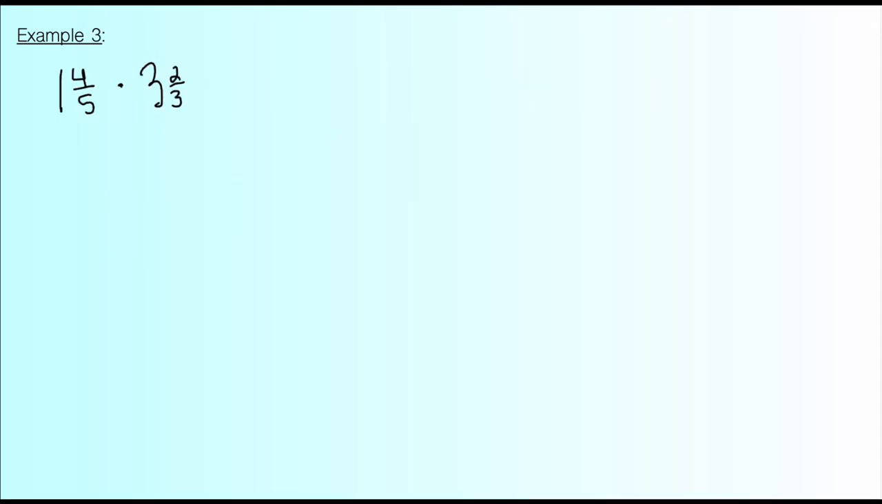All right, let's do one more. Here we've got 2 mixed numbers. So I'm going to make both of those mixed numbers into improper fractions. 1 and 4 fifths. 5 times 1 is 5, plus 4 is 9. So this can be written as 9 fifths.